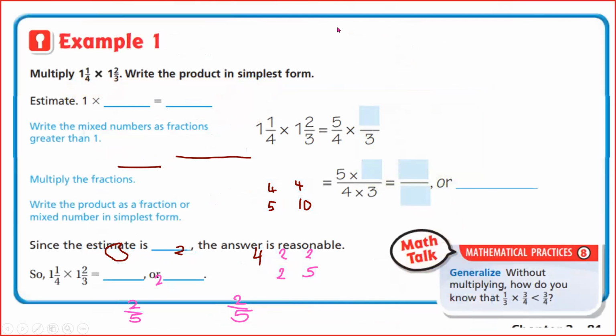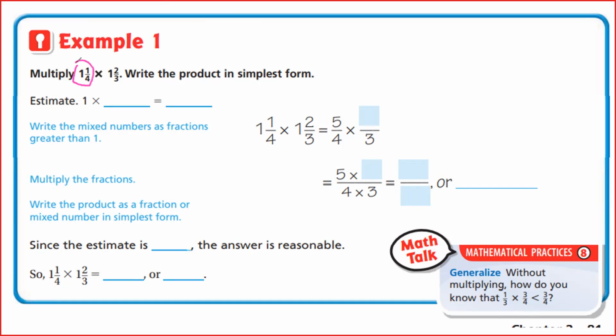Now, here what do we have? Here we have a mixed number. What do I mean by mixed number? As I told you before, it is a whole and a fraction. Here now I want to multiply them: 1 and 1 over 4 times 1 and 2 over 3. First step, write the mixed numbers as fractions greater than 1, or we call them improper fractions.